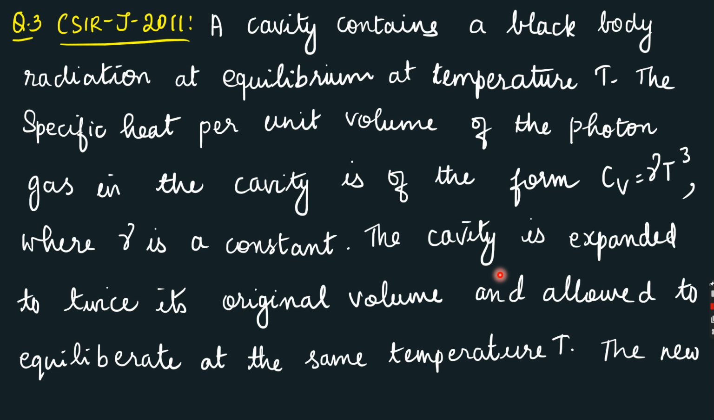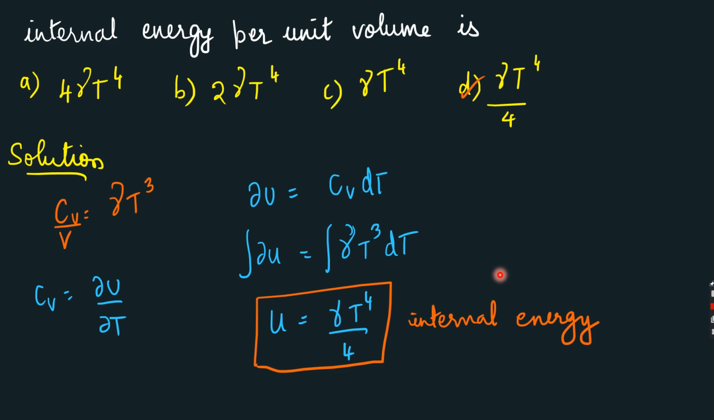Here, a cavity contains a black body radiation of temperature T and specific heat per unit. Okay, specific heat is also given, and this is a black body radiation. Okay, the cavity is expanded to twice its original volume and allowed to equilibrate at the same temperature. Okay, so first the cavity is expanded to twice its original volume. If the volume first was V, then it was expanded to 2V and then allowed to equilibrate at the same temperature. But they are at equilibrium at the same temperature T. The new internal energy per unit volume is. So the internal energy change, what is the internal energy change is asked.